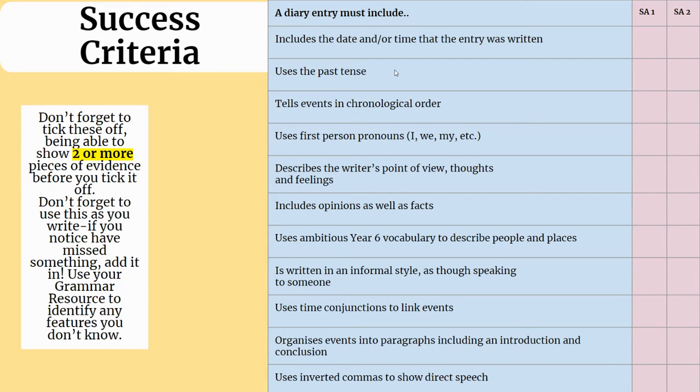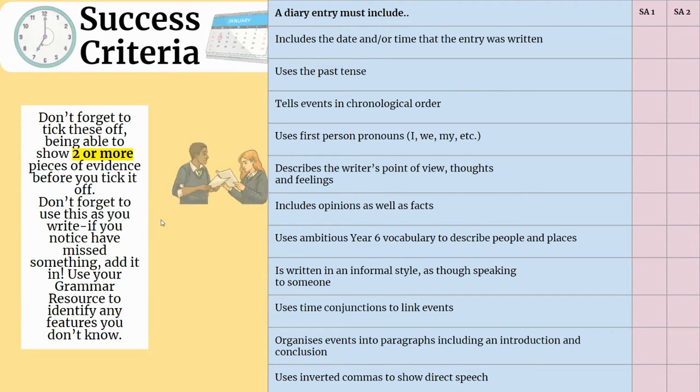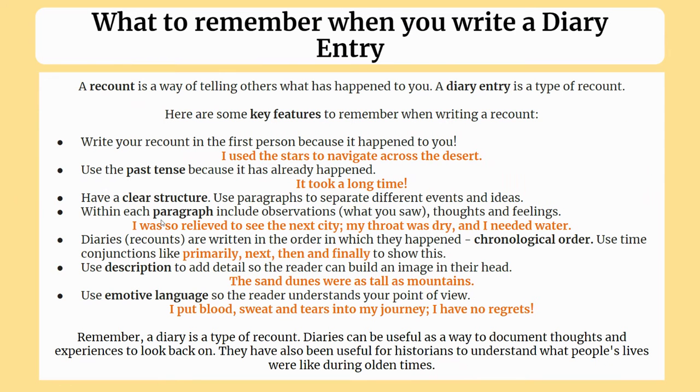and you've used inverted commas to show direct speech. Now, please can we remind you that whenever you're using a success criteria, don't forget to tick these off, being able to show 2 or more pieces of evidence before you tick it. Don't forget to use this as you write. If you notice you've missed something, add it in, and also use your grammar resource to identify any of the features that you do not know. So these are the key things that you need to remember when you write a diary entry.